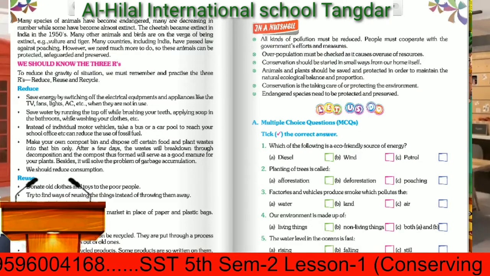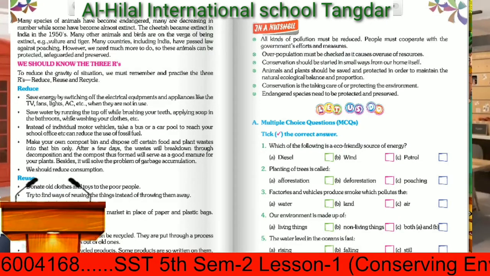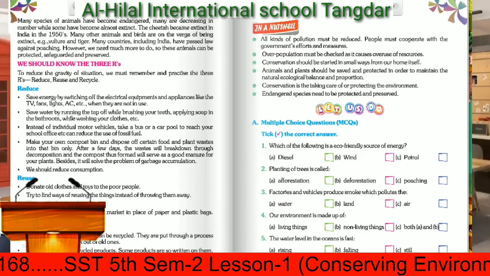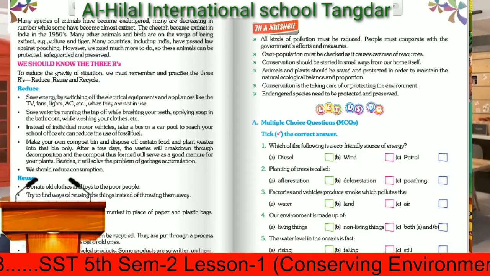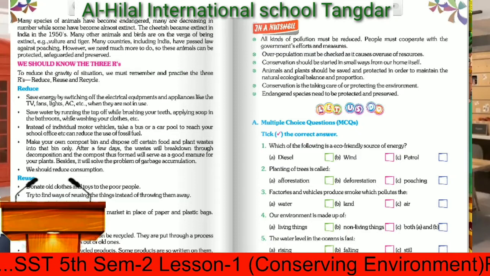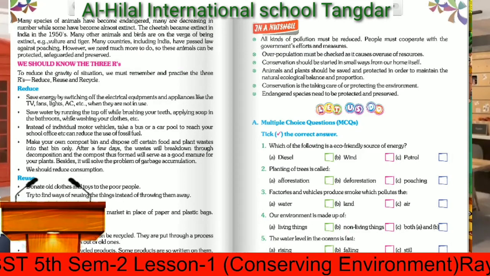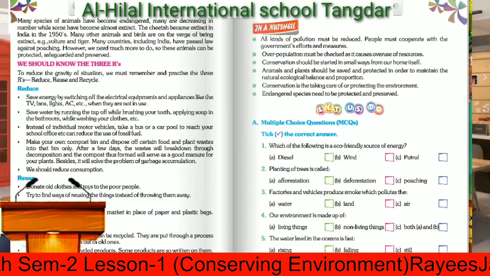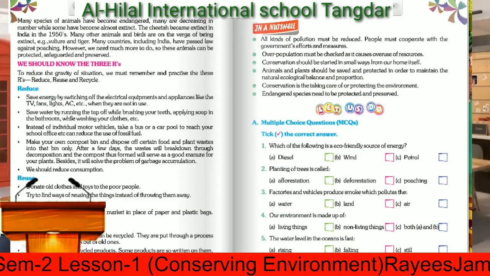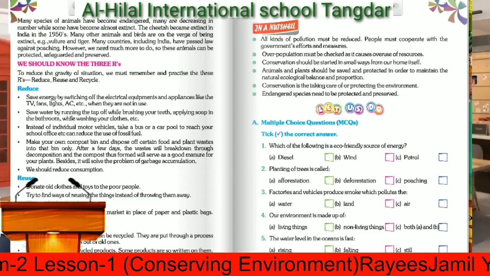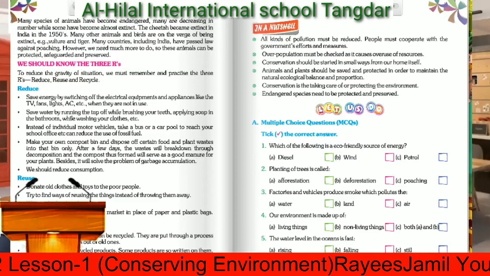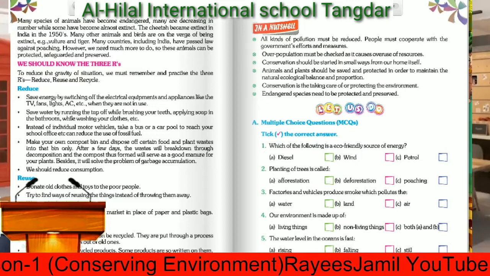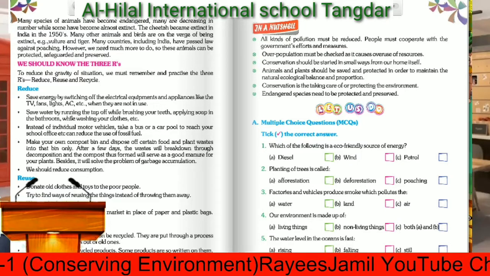We should know the 3 R's. To reduce the gravity of the situation, we must remember and practice the 3 R's. Reduce, reuse and recycle. Reduce. Save energy by switching off the electrical equipment and appliances like the TV, fans, lights, AC, etc. when they are not in use. Save water by turning the tap off while brushing your teeth, applying soap in the bathroom, while washing your clothes, etc. Instead of individual motor vehicles, take a bus or a carpool to reach your school, office, etc. This can reduce the use of fossil fuel.